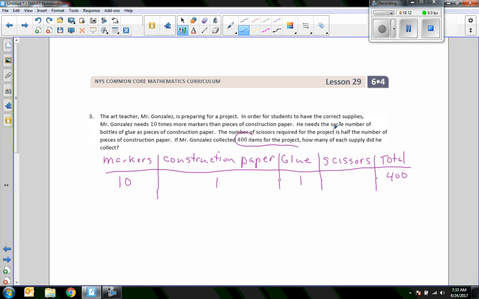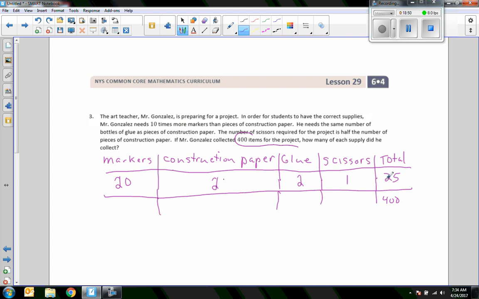The number of scissors required for the project is half the number of construction paper. Now I don't want to deal with fractions, and this would be half of 1 is a half. So if I double a half, that's 1. If I double 1, that's 2. And if I double markers, that's 20. So now I'm going to move this total down to the next row. I total what I have here, which is 25. Okay, so now it's all coming together.